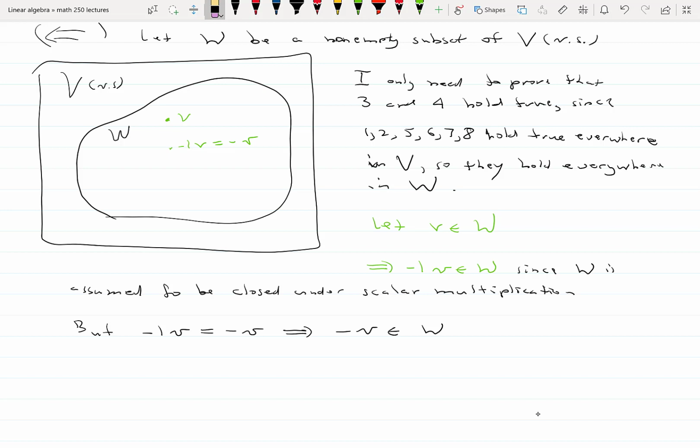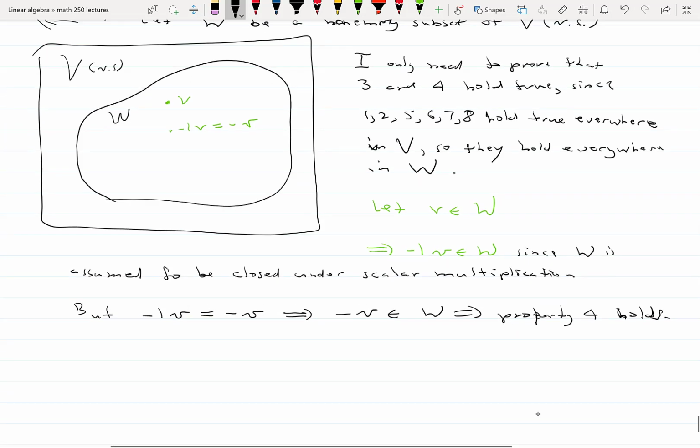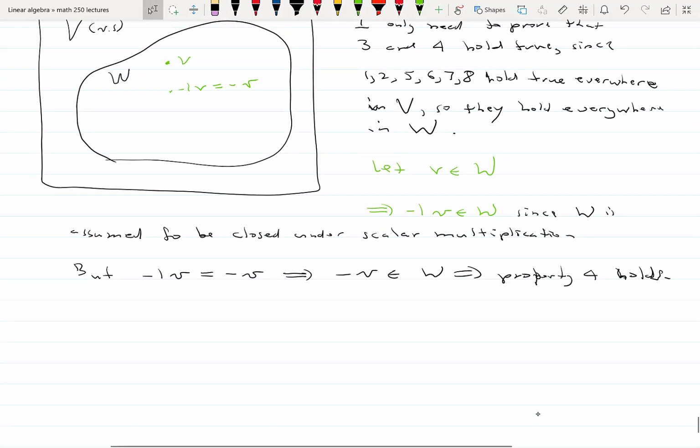Okay. I assumed that V was in there, and I just proved that the opposites are in there. That's property number 4. Property 4 holds. Well, I got opposites in there. What about the zero vector? I need the zero vector to be in there.